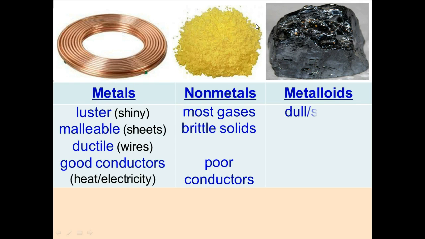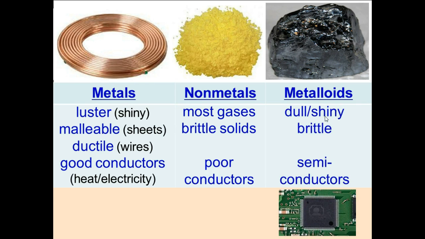Then there are metalloids, which are dull or shiny. Well, this metalloid above is pretty shiny, so they can be either dull or shiny. And they're very brittle, so they break easily. And they're semiconductors, like in computer chips and stuff, like silicon. These are semiconductors, so they sort of conduct electricity, not fully like metals, but not too poorly like nonmetals, so they're in the middle.